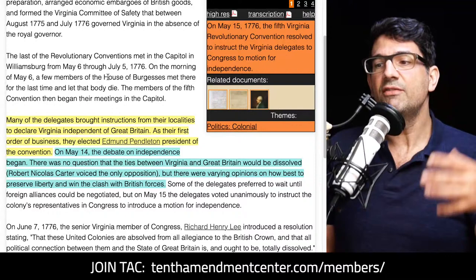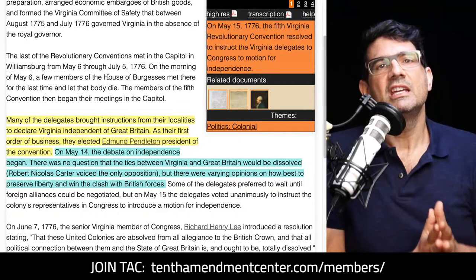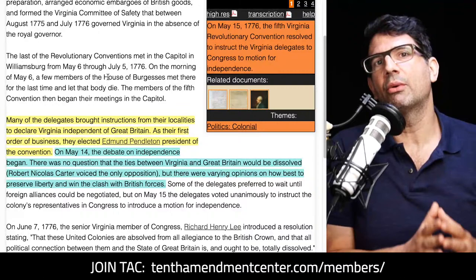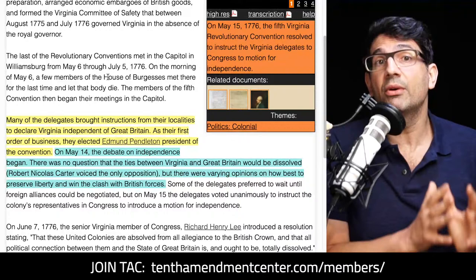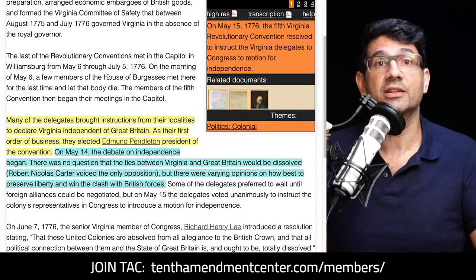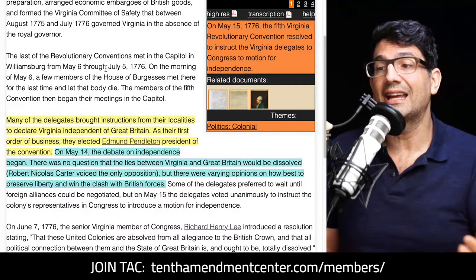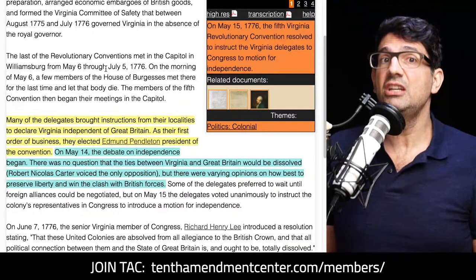And the reason I think this is important is because even though they weren't binding instructions, this started out on a very local level. And I've done another episode that I'll mention briefly in just a few moments, talking about how much of the push for declaration for independence really did come down to a very local level. In fact, there was even a merchant group up in New York who had a call for independence in New York State. And so here they say many of the delegates brought instructions from their localities to declare Virginia independent of Great Britain. They wanted everyone to be together, but Virginia was going to go it alone if they had to.